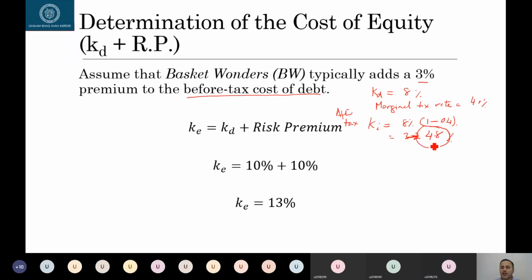So in my last lecture, I covered that you have to calculate KI, the after tax cost of debt. But in order to calculate the cost of equity using this cost of debt plus premium approach, we have to take the before tax. So do not confuse it. In cost of debt, we are using after tax. In this approach, we are using before tax. So you have to keep that in mind. And once you plug the numbers, it's very easy. And this is my bad, this one is actually 3%. So that's why KE is 13%.